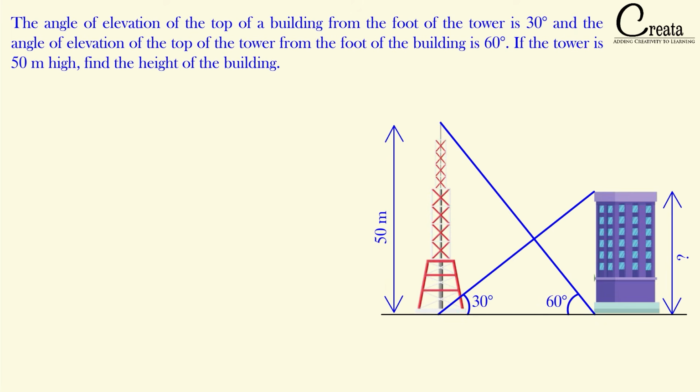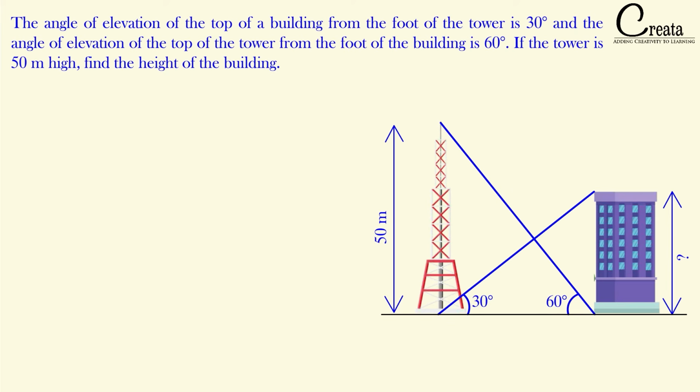Got it? When we are looking at the top of the building from the foot of the tower, the angle formed is 30 degree, and when we are looking at the top of the tower from the foot of the building, it is 60 degree. So this is the scenario given in the question. We have to find the height of the building.